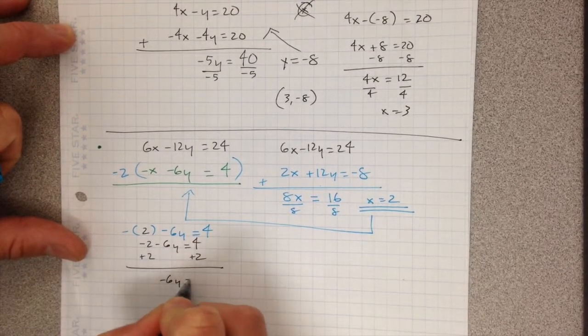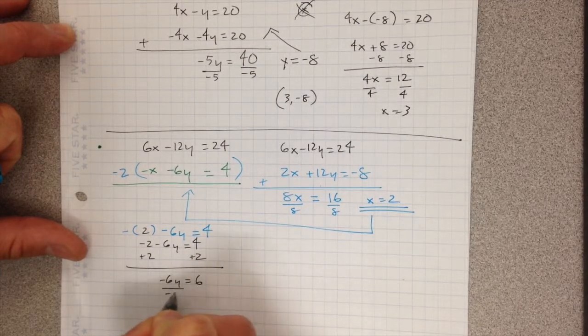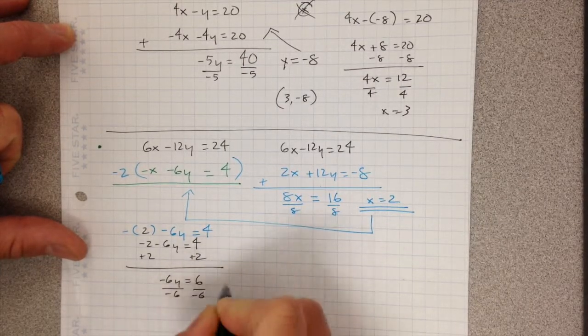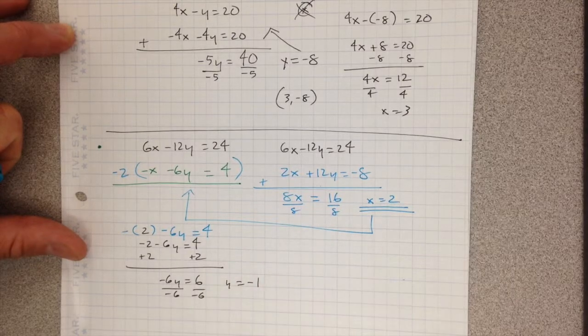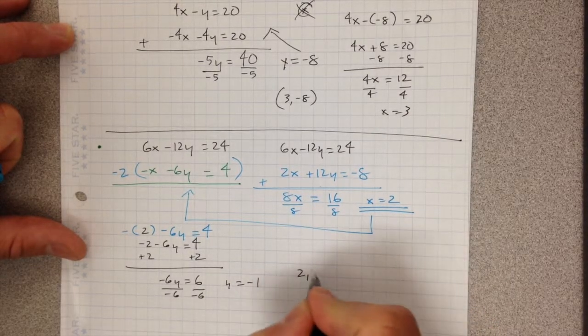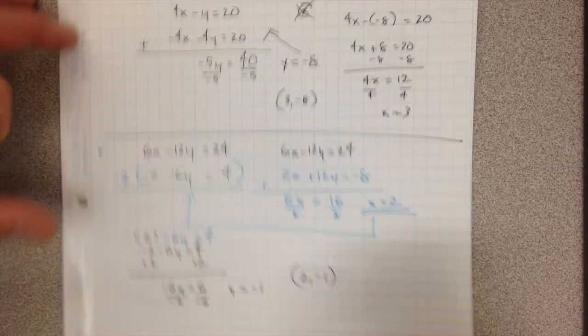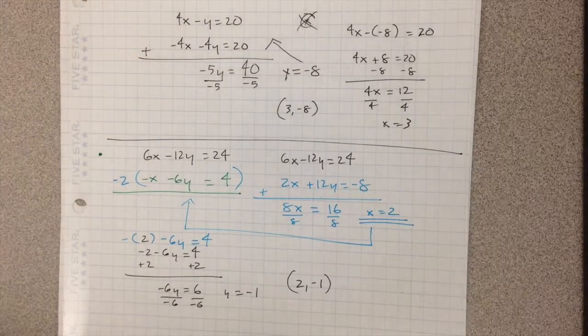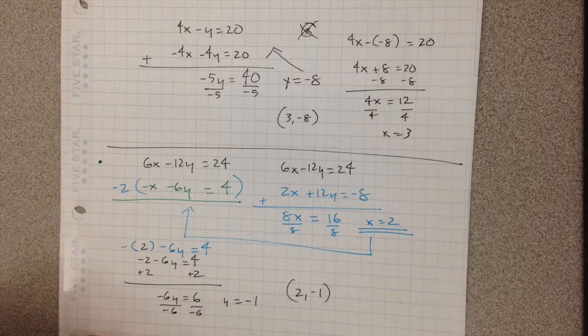Negative 6y equals 6, divide by negative 6, y equals negative 1. Point of intersection, 2, comma, negative 1. There we are. That is where those two graphs intersect. Okay, I'll do a couple more for you.